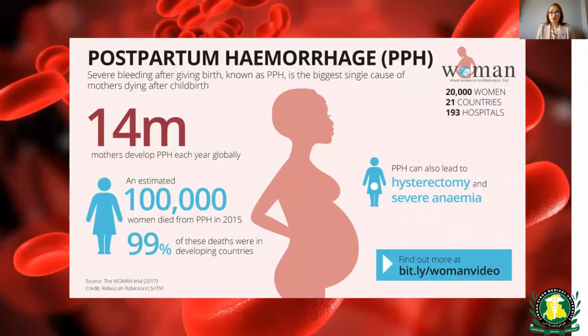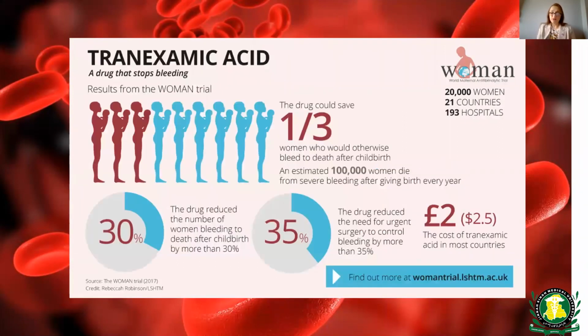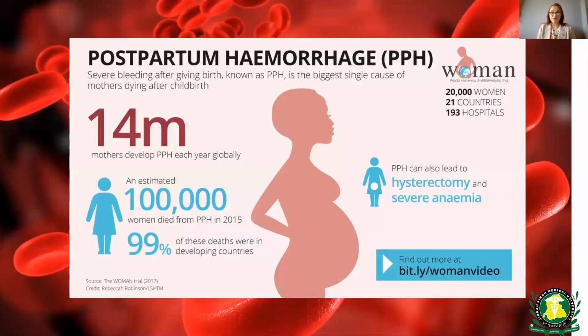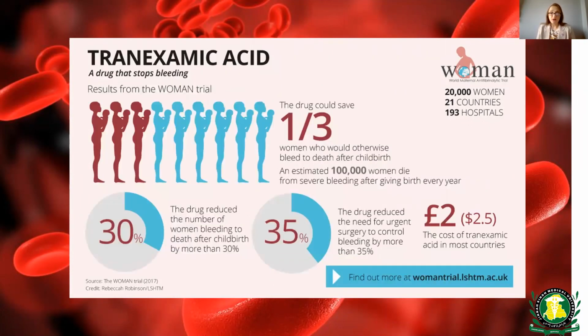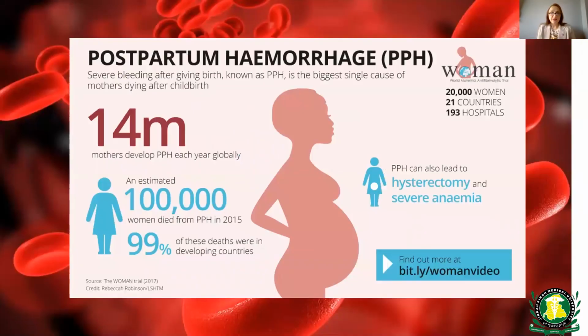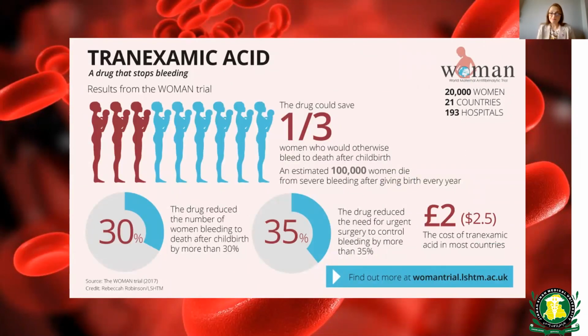Okay, let's talk about postpartum hemorrhage. Now, of the two hemorrhages, the antepartum and the postpartum, this one is more sinister. 14 million mothers develop PPH each year globally. These are the WHO figures, 14 million. 99% of maternal deaths in the developing countries are because of postpartum hemorrhage. And PPH can also lead to hysterectomy and severe anemia. So this is a major cause of concern for labor rooms all over the world.